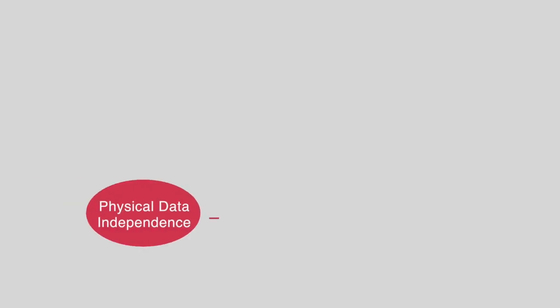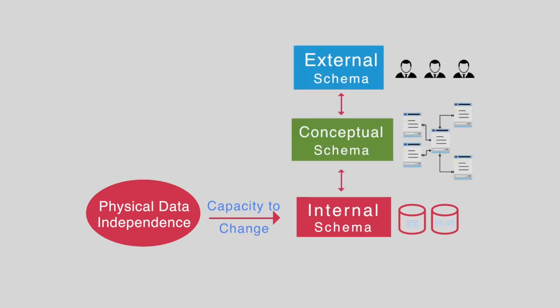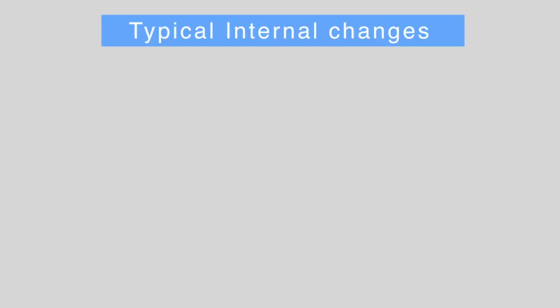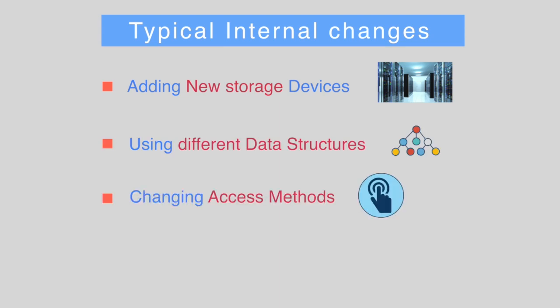Physical data independence. It is the capacity to change the internal schema without having to change the conceptual schema. Hence, the external schemas need not be changed as well. The internal schema won't change frequently. Typical reasons for internal schema change are adding new storage devices, using different data structures, changing from one access method to another, and modifying indexes.